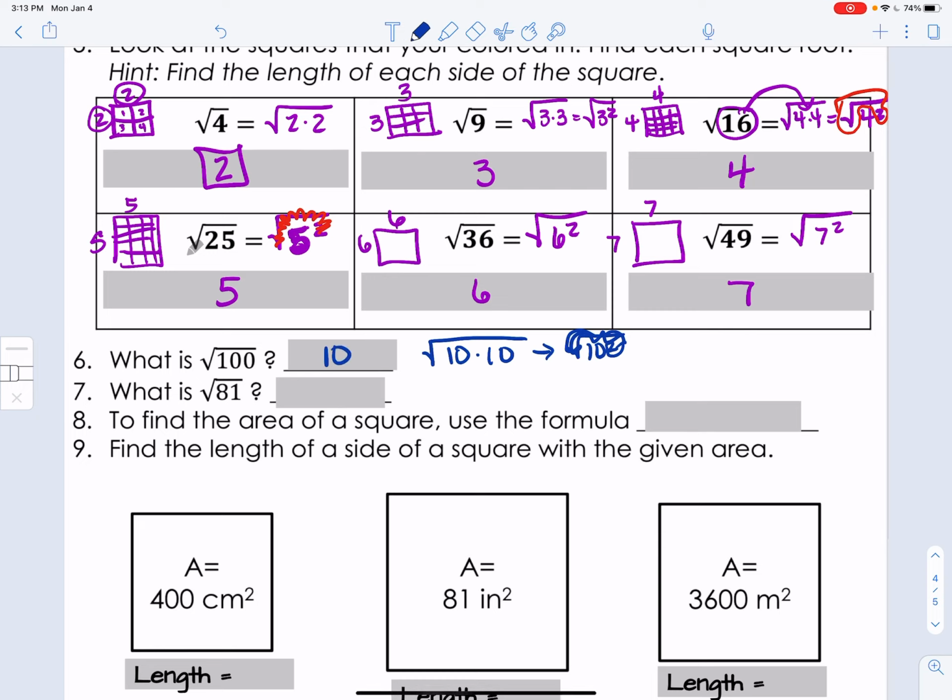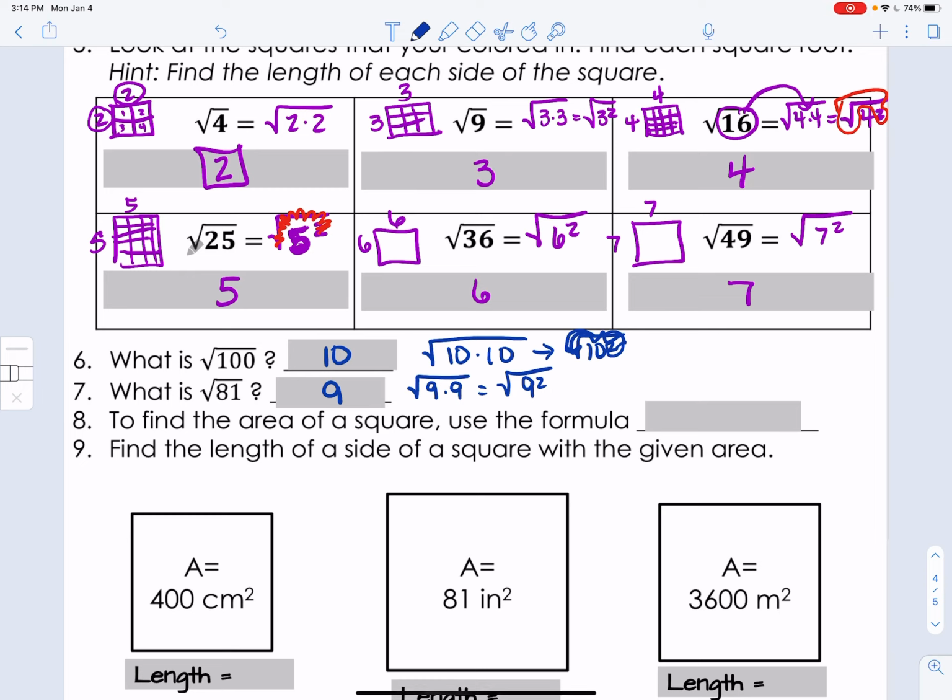What is the square root of 81? Well, the square root of 81 comes from 9 times 9, and that is the square root of 9 squared. So inverse operations, you get to eliminate or get rid of the square root, radical sign, and the square. So you're left with just 9.